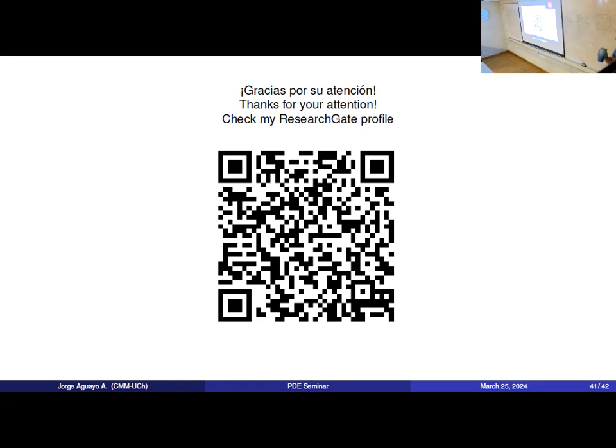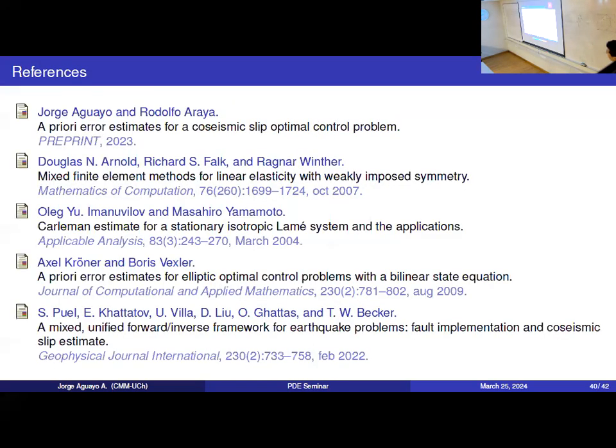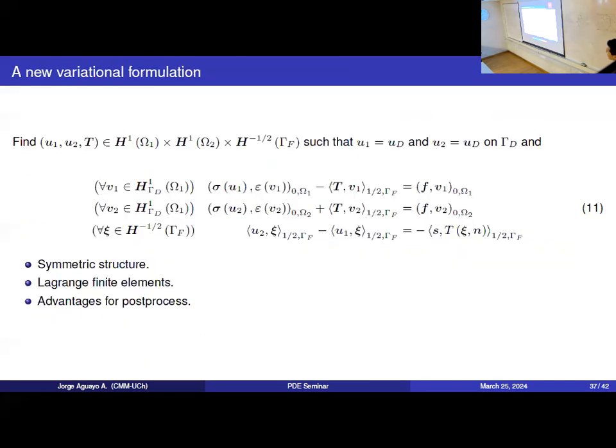Yes, just one question. During the presentation, you showed another, simpler variational formulation. Yes, a simpler variational formulation. And why are you not using simpler formulations to treat the problem? Because we have been thinking about this new formulation only since two weeks ago.